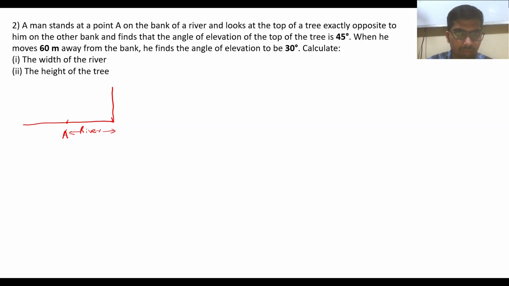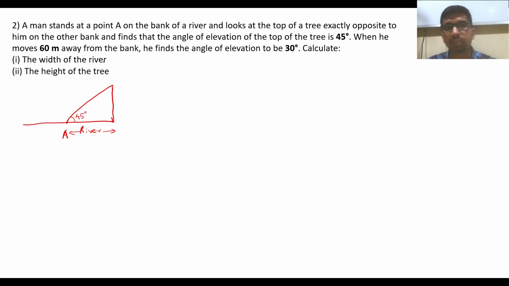ठीक है. Tree के opposite देखता है. He looks at the tree opposite to the river, and this is how much? 45 degree. Remember, whenever the angle is 45 degree, whatever is the height will be same as the base.